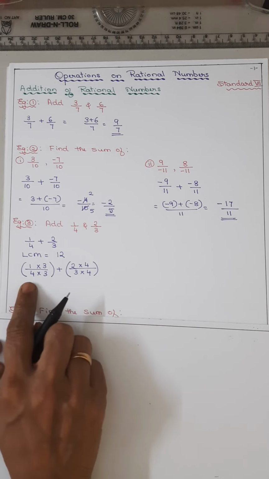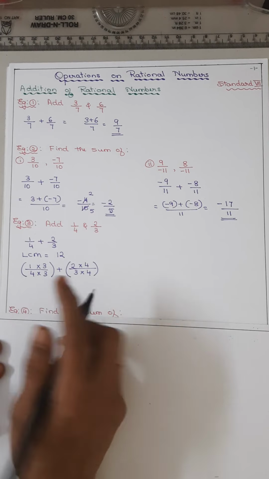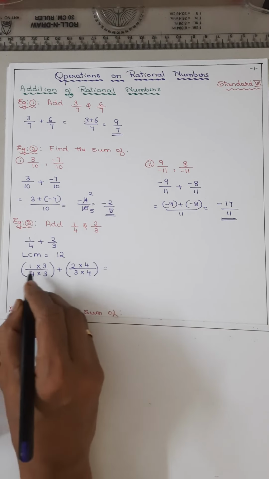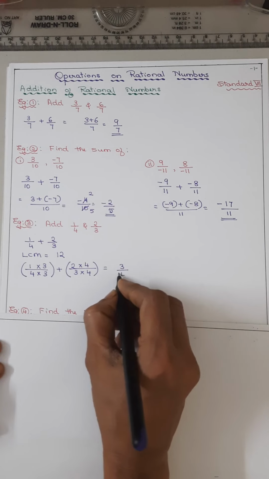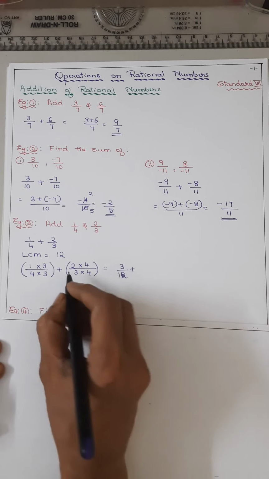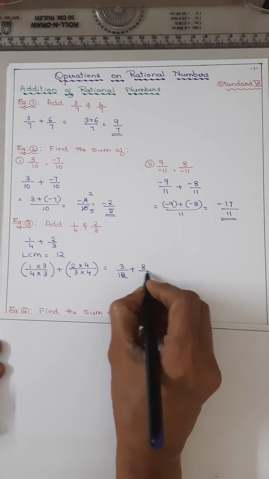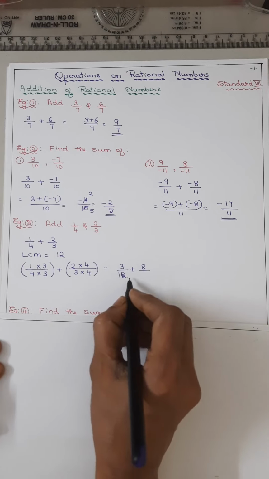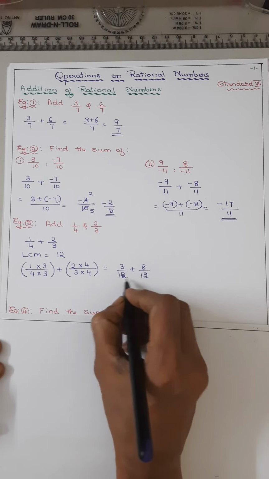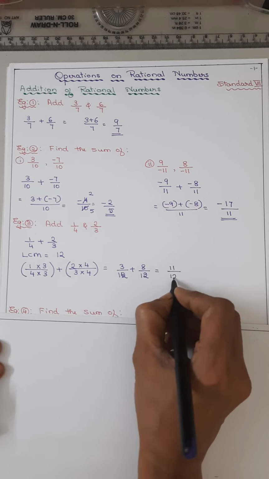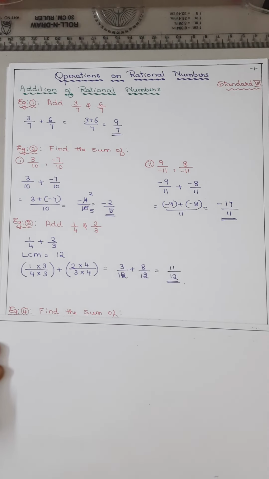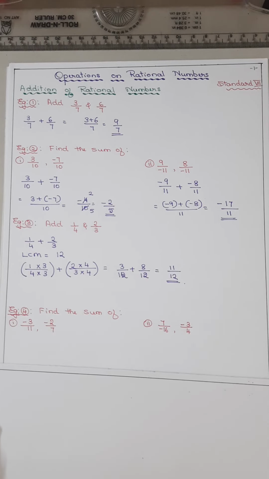So what do you get now? 3 ones are 3 by 12 plus 2 fours are 8 by 12. Now the denominators are same. 8 plus 3 is 11 by 12. So the answer is 11 by 12.